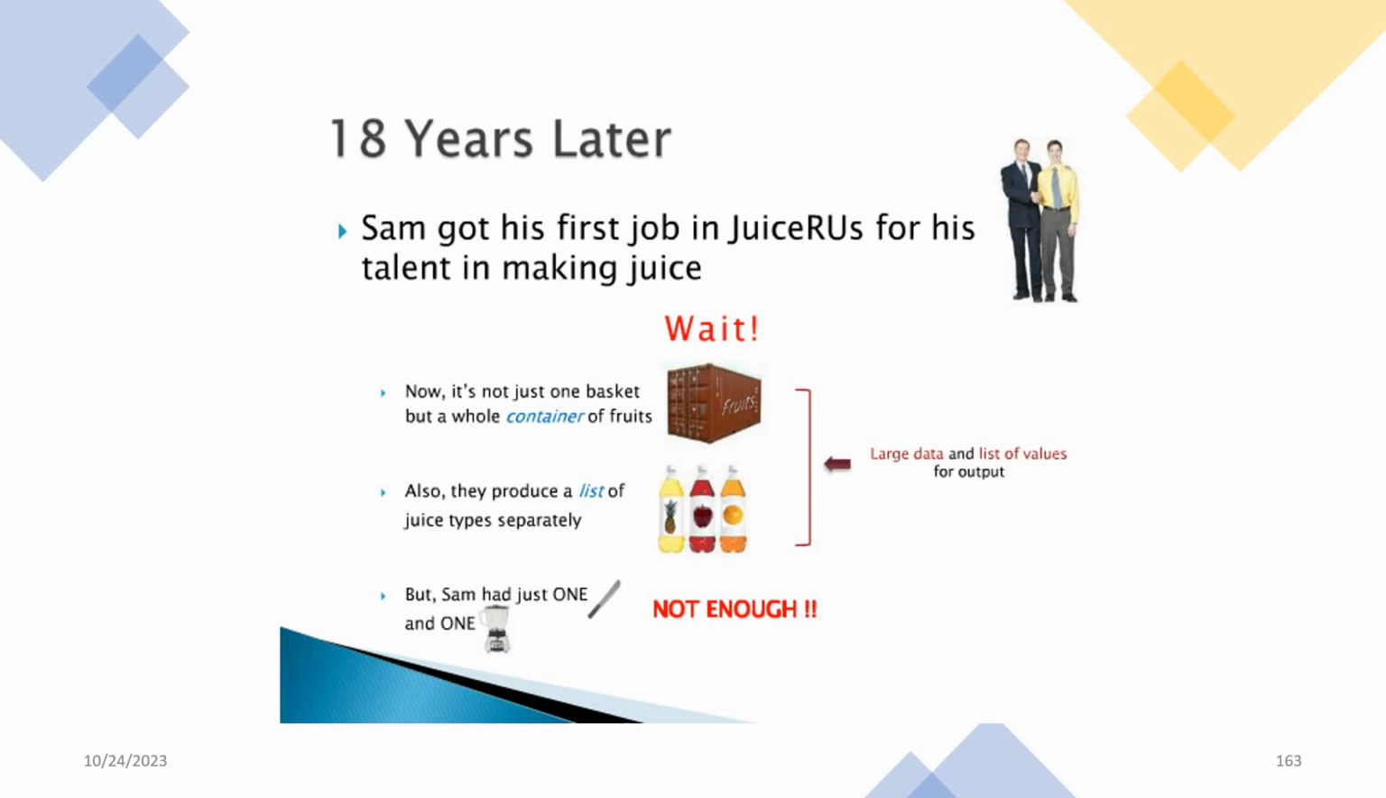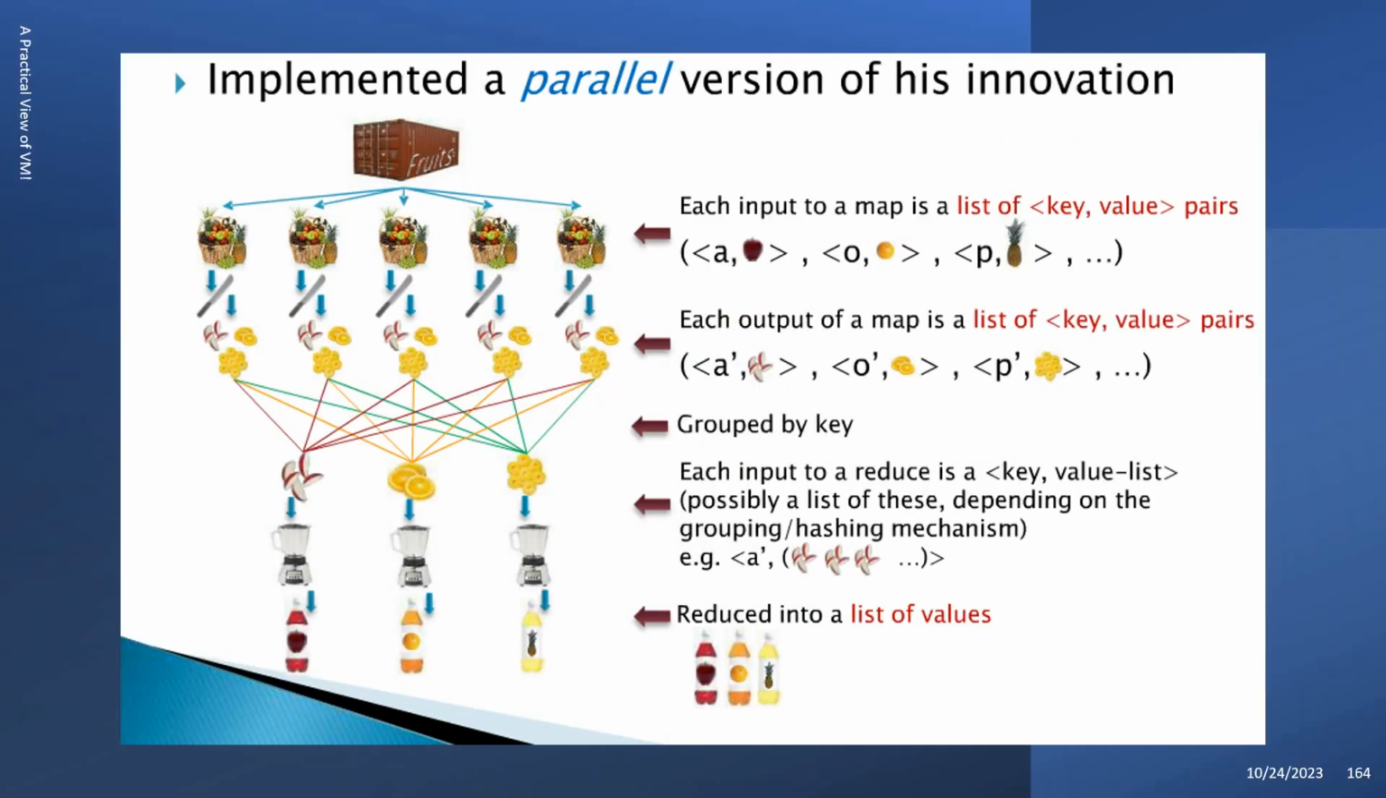So Sam has to think very carefully and find a solution where one container full of fruits has to be cut, converted to juice, and bottled separately, saying this is apple juice, this is orange juice, this is mango juice, etc. Now we have large data, and a list of values where we know what has to be output, but I have only one knife and only one instrument which can help me. Now he has implemented a parallel version of his innovation.